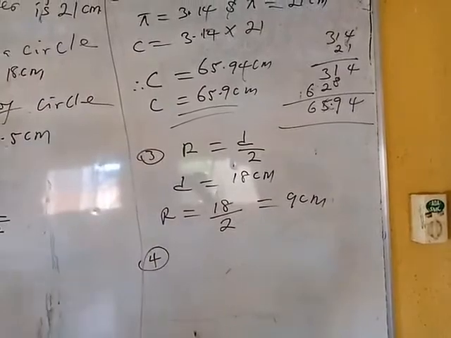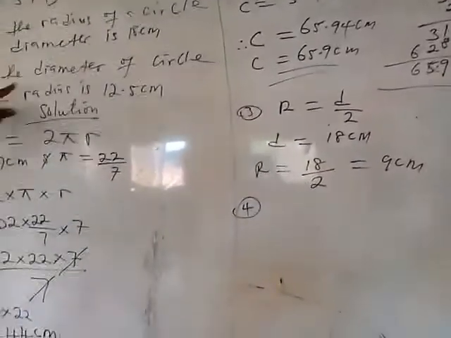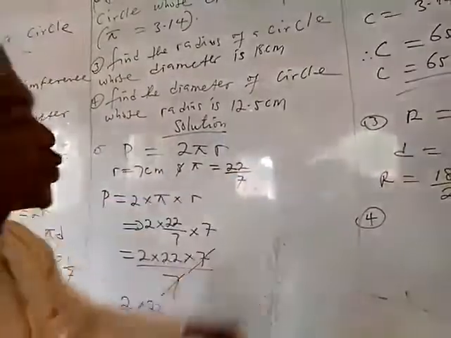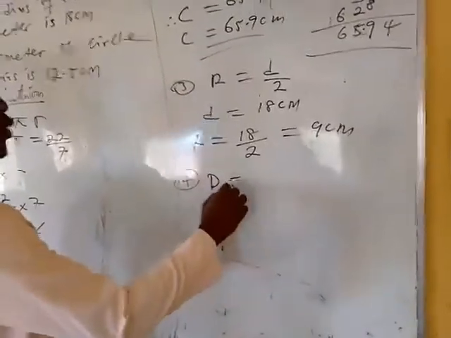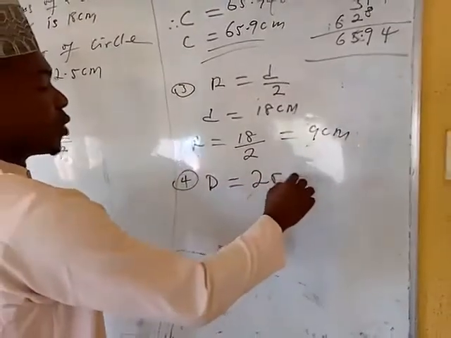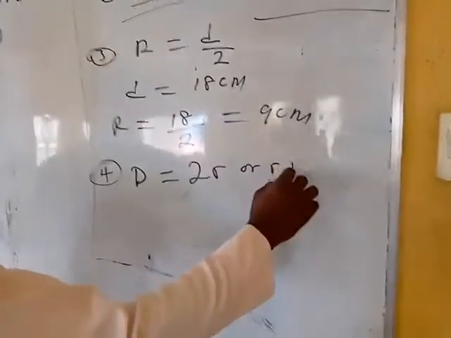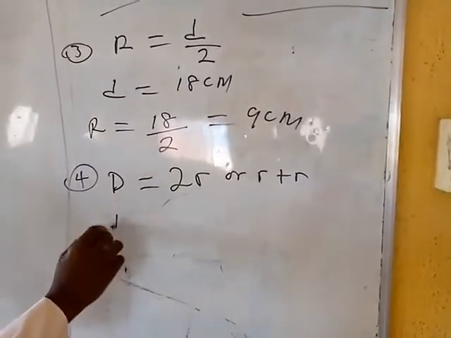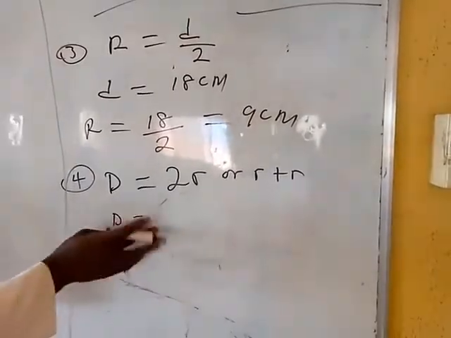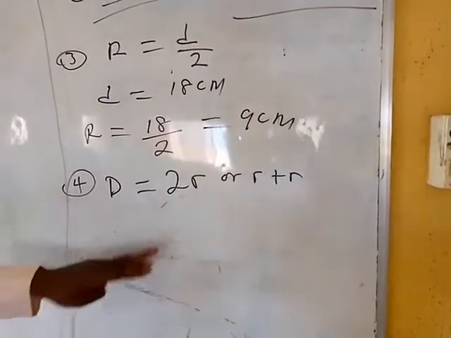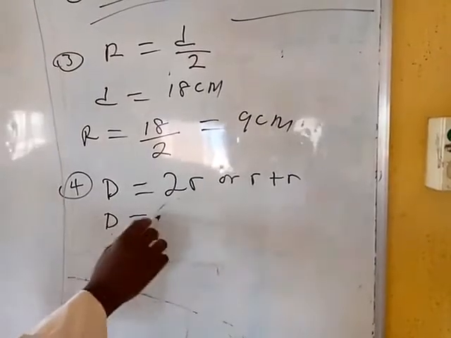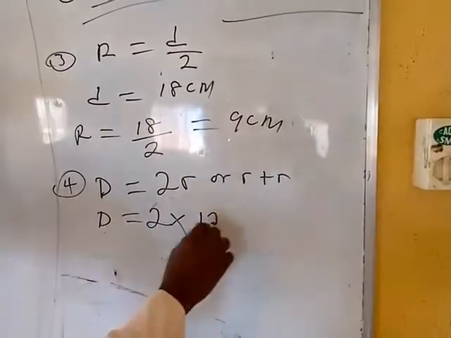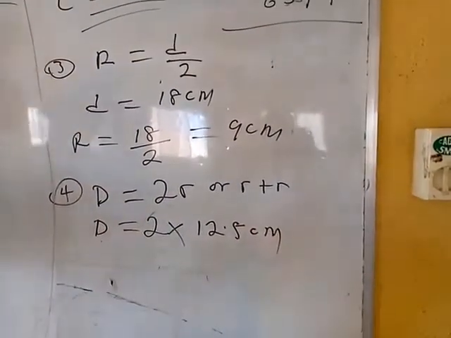Then, question 4 of lesson 3. Find the diameter of a circle whose radius is 12.5 centimeter. So to get diameter, diameter is equal to 2R, or R plus R. D is not given, we are looking for D itself, but R is given. So D is now equal to 2 times the value of R, which is 12.5 centimeter.